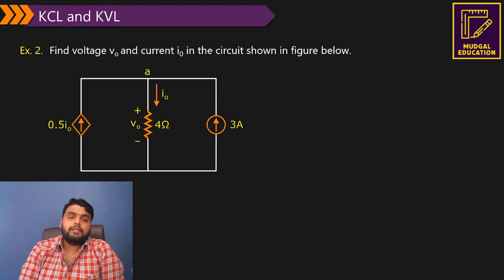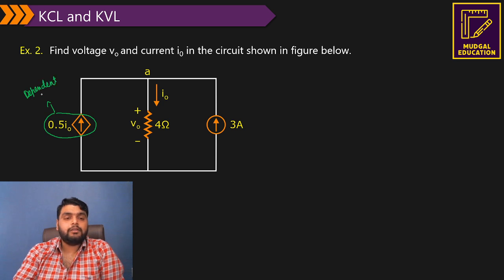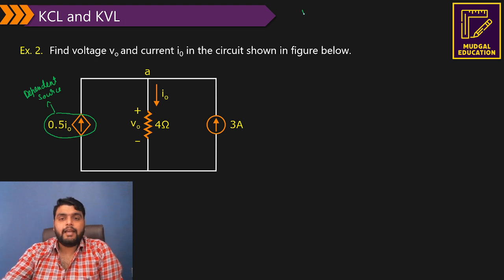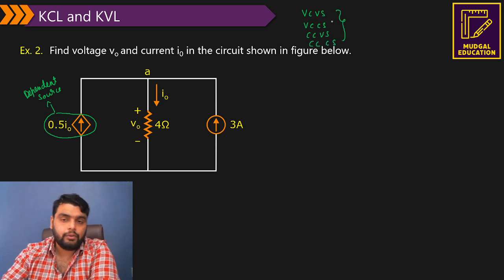So here the question is: find the voltage V0 and the current I0 in the circuit shown in the figure. You can see this question on the board. First of all, this is a dependent source. For students who don't know about dependent sources, there are 4 of them: voltage control voltage source, voltage control current source, current control voltage source, and current control current source.